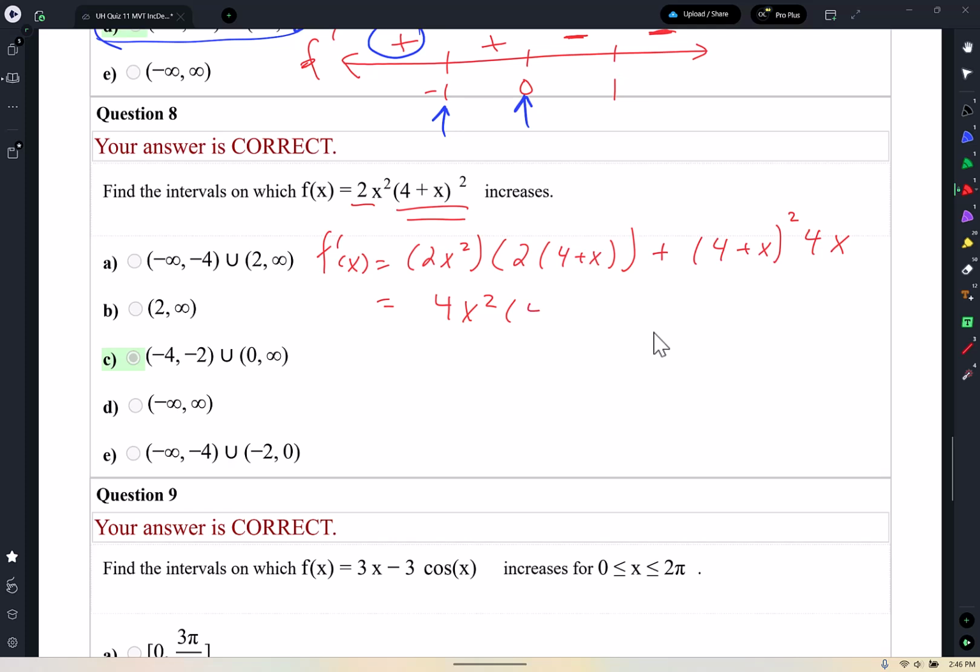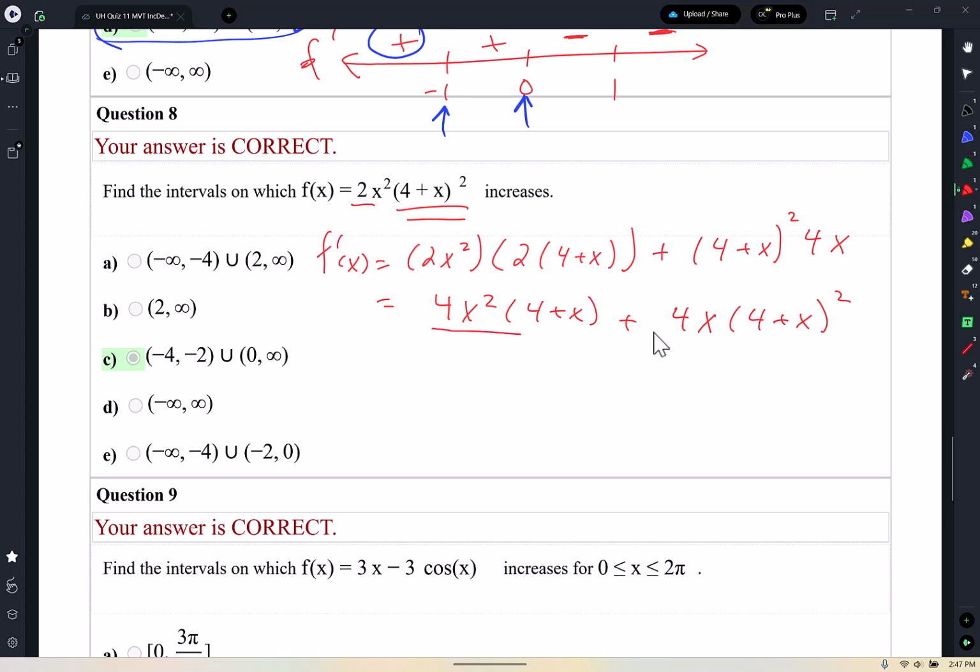4x squared (4 plus x) plus 4x (4 plus x) squared. Okay, I see a lot of stuff that I could take out. It depends on your level of algebra. If your algebra needs help, then go slow. Do you guys want me to go slow or try? Yeah, I'll go slow.